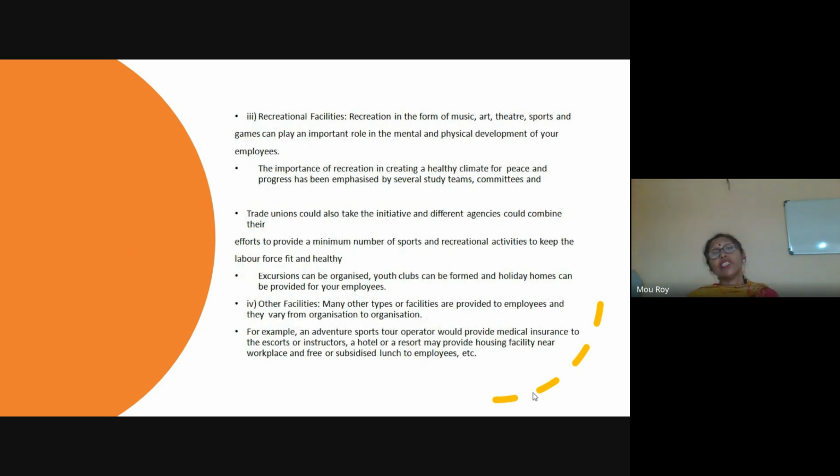Then you have the recreational facilities. Recreation can be in the form of music, art, theater, sports, and games. They also play an important role in the mental and physical development of the employees. Just like in schools you have inter-school and inter-college competitions, hotels also have all these. All the hotels have their own team, and they also have football matches and cricket matches.